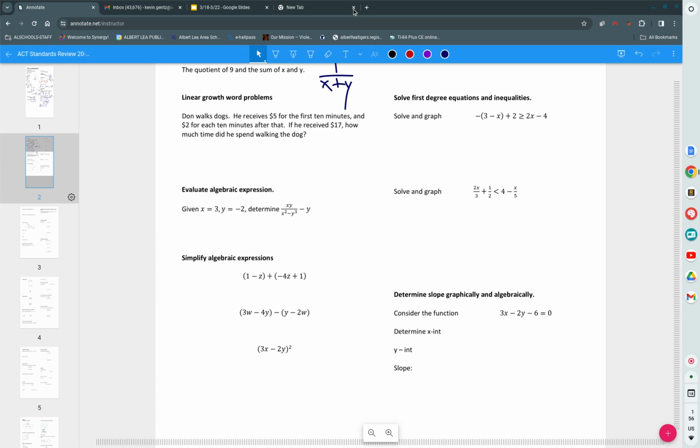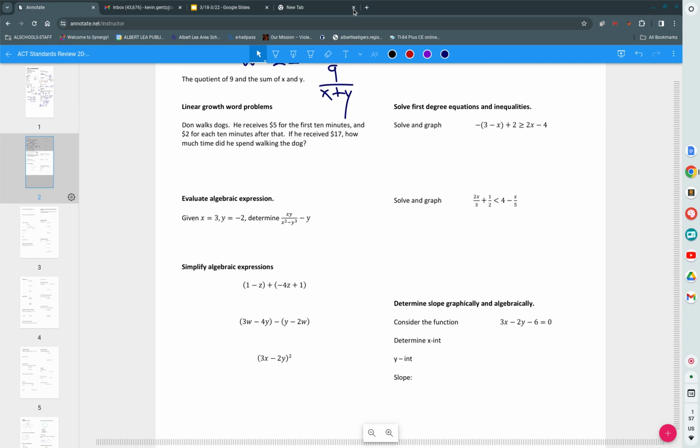70 minutes. 70? An hour and 10 minutes. I got 6. I got 6 too. Because what I did is I said 17 is equal to 5 plus 2 times the number of minutes. So I subtracted 5, I got 12 is equal to 2m, and I divided by 2, and I said so 6 is equal to m.